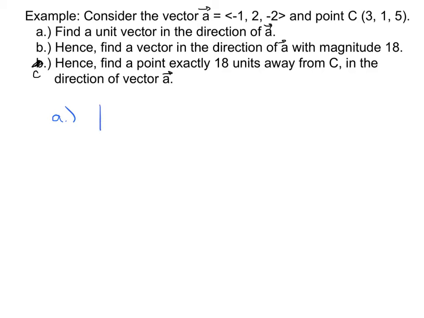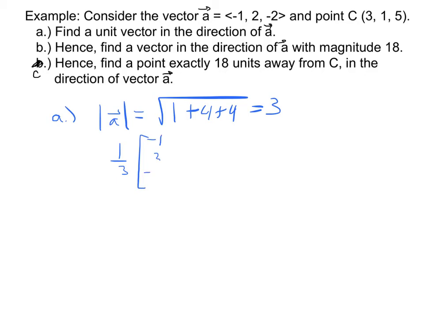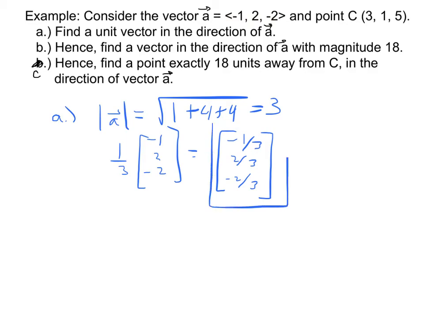So finding a unit vector should just mean that we find the magnitude of A and then divide by it. The magnitude of A is the square root of 1 plus 4 plus 4, which is 3. I'll save us some time. So that means the unit vector is 1/3 of -1, 2, -2. So I'm getting my answer to be -1/3, 2/3, -2/3. Now, if you wrote your answer in angle bracket form, that's fine. I've mentioned before I'm a fan of column vectors, so that's how I write my answer. Okay, so that's part A.